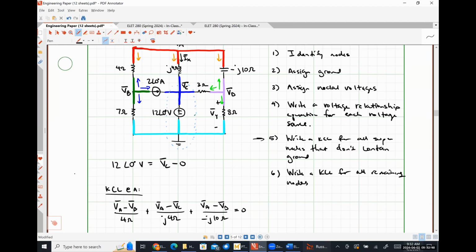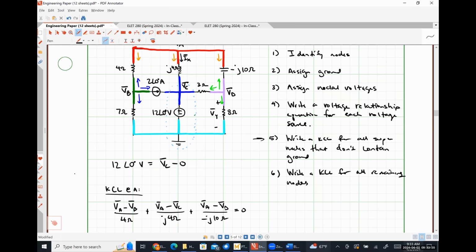So we didn't do step number 5 because step number 5 tells us to write the KCL expression for all supernodes that don't contain ground. So let me rehash some things real quick, and then we'll work a problem where we don't get to skip that one in just a second. Okay? So anytime that we have a voltage source, we are going to have a supernode. And that's just us effectively drawing a bubble around our voltage source, okay? So in this case, our supernode would be between node C and ground.